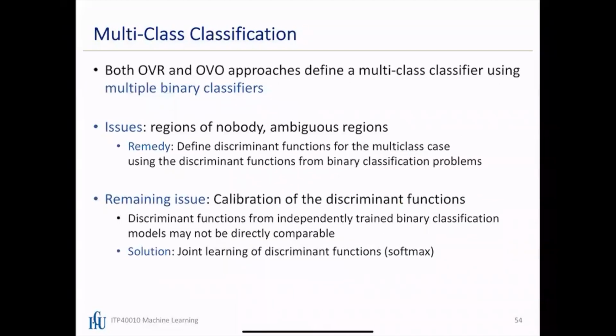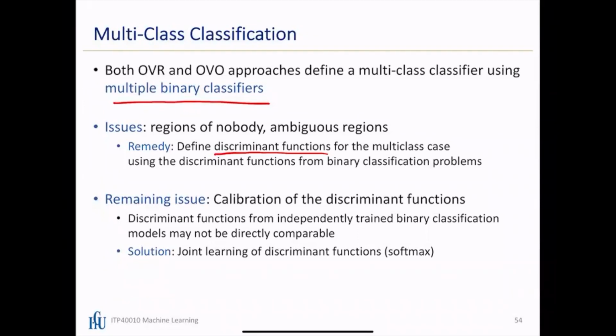Like we have seen, both the one versus rest and one versus one approaches define a multi-class classifier using multiple binary classifiers. We have seen different issues that can come up: the region of nobody, which is the territory not claimed by any of the classes, and the ambiguous region, which is territory claimed by two or more classes. In order to handle that issue, we defined some additional discriminant functions and revised the maximizing decision rule.